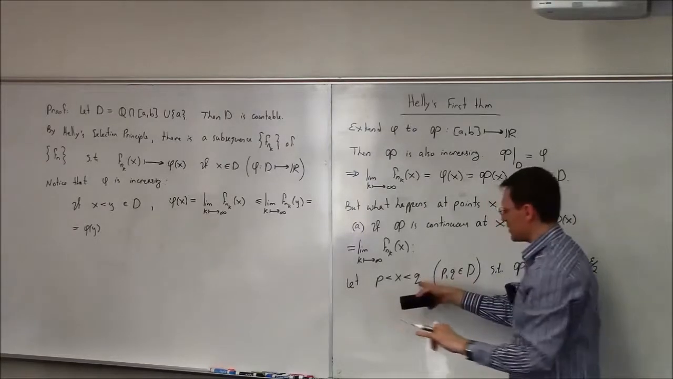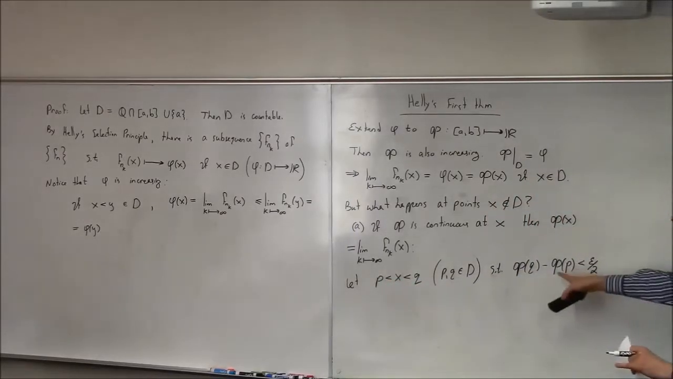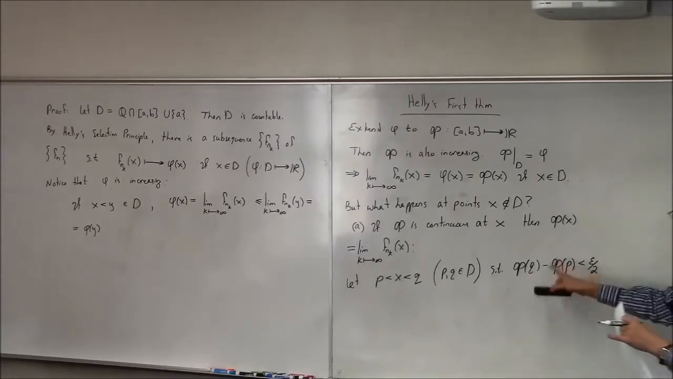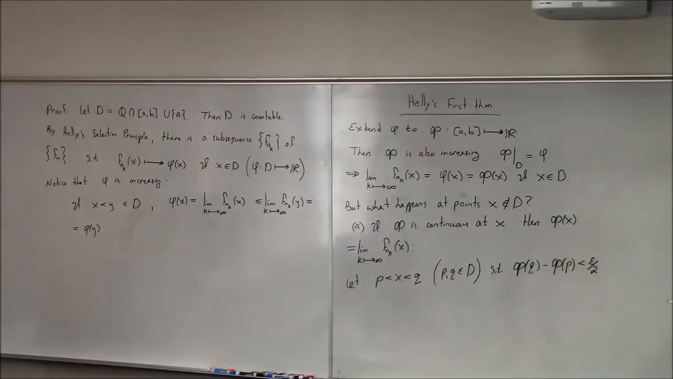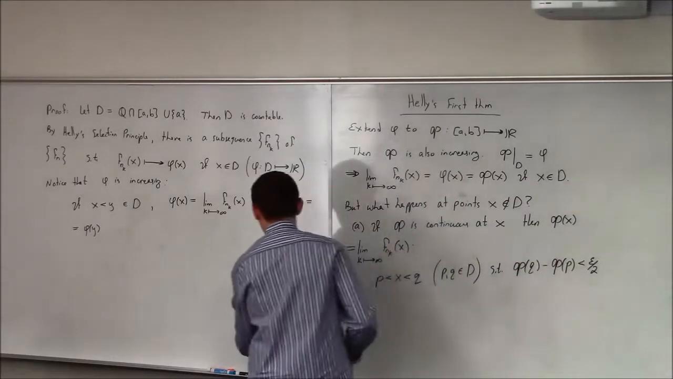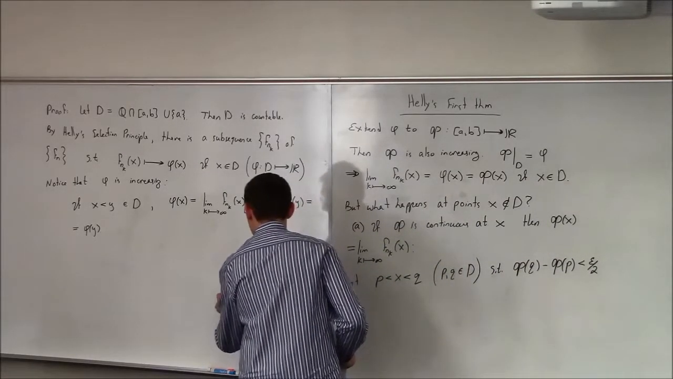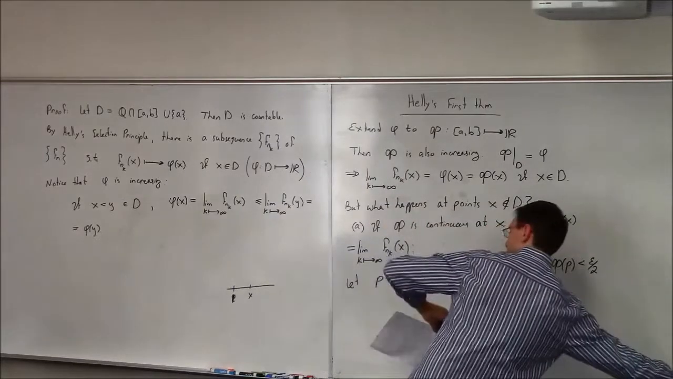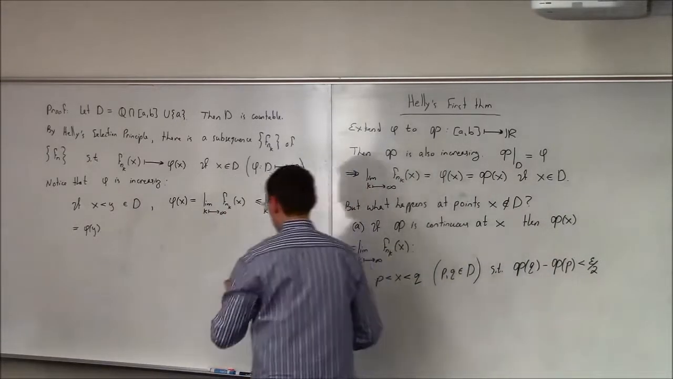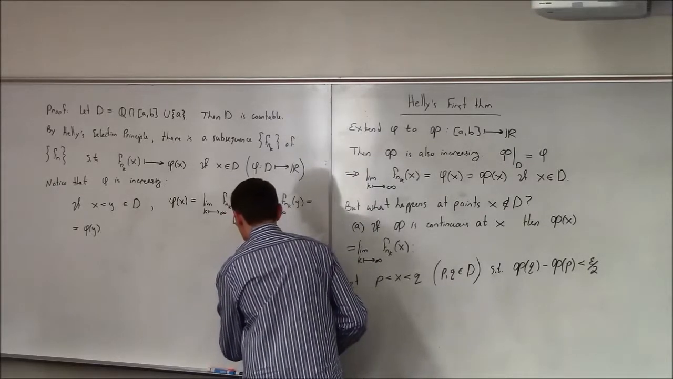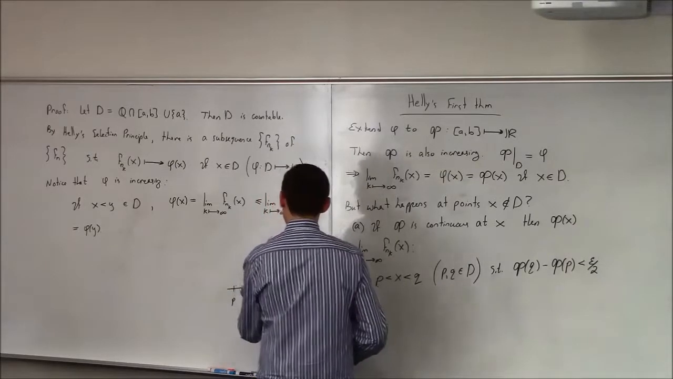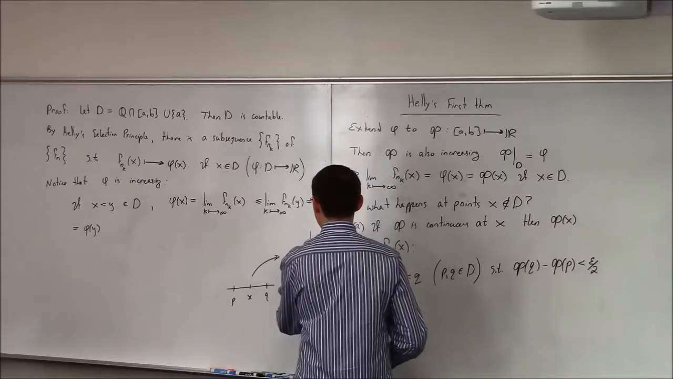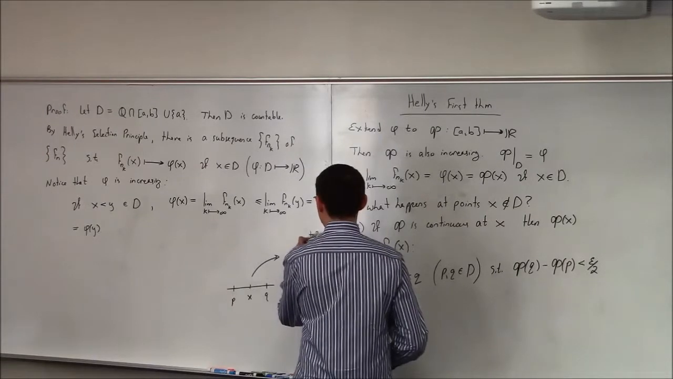Each of those points, this one is drawn from the right, this one is drawn from the left. And therefore, phi being an increasing function, phi of x is between them. Here's the drawing: p, x, q, that will be phi of p, phi of x, and phi of q.